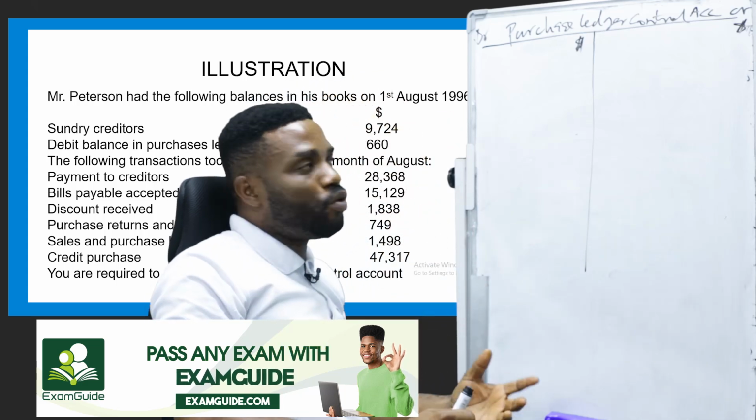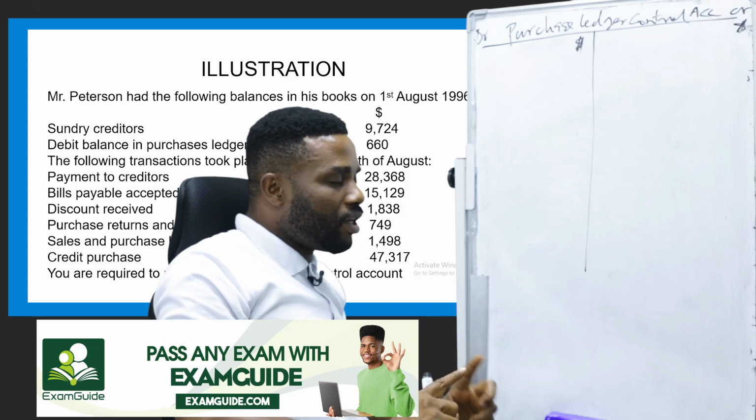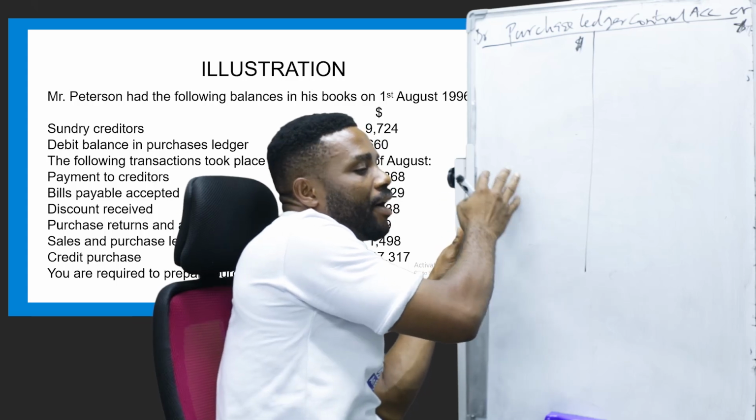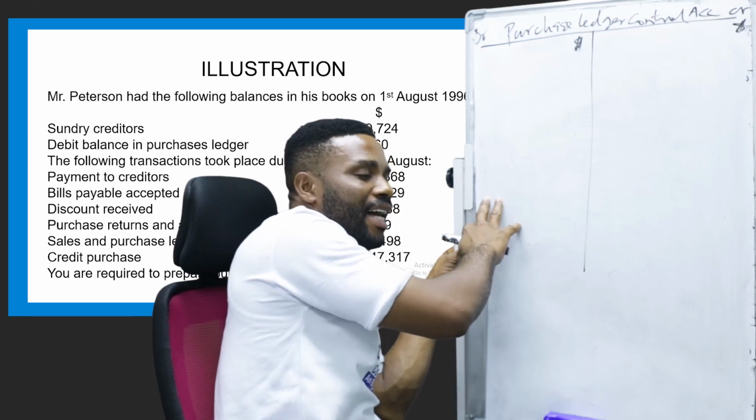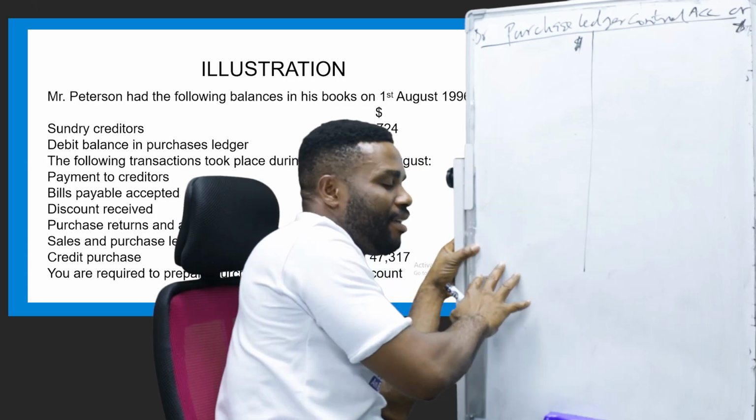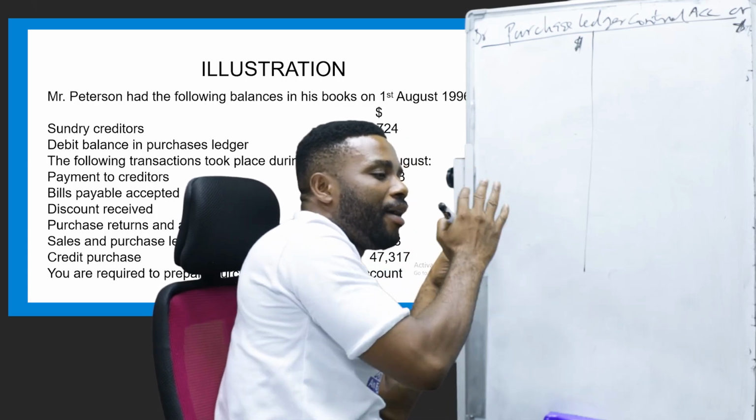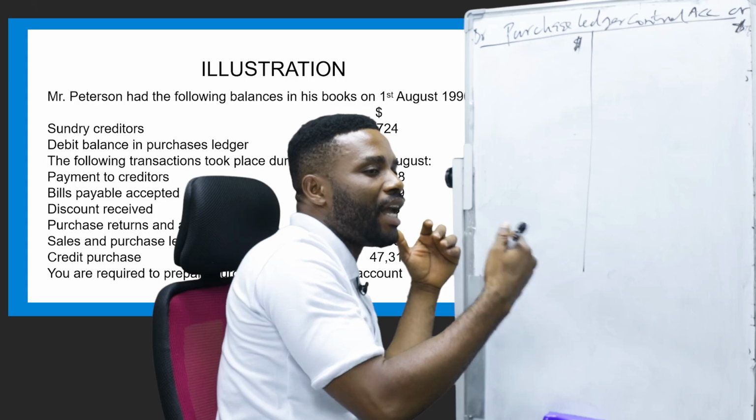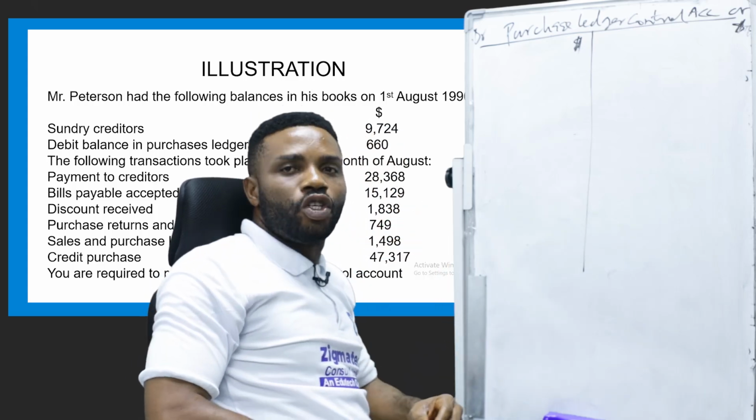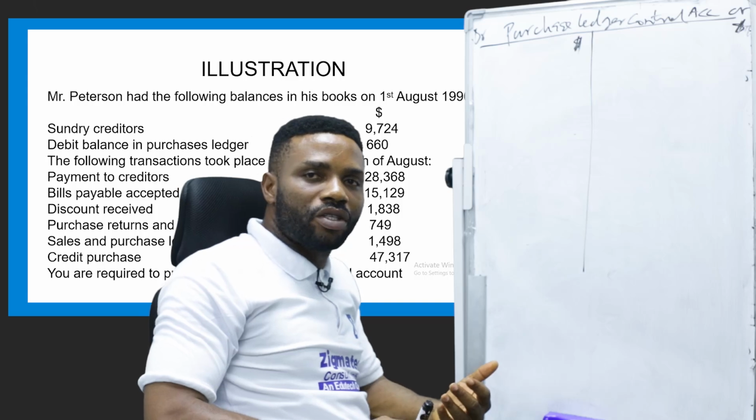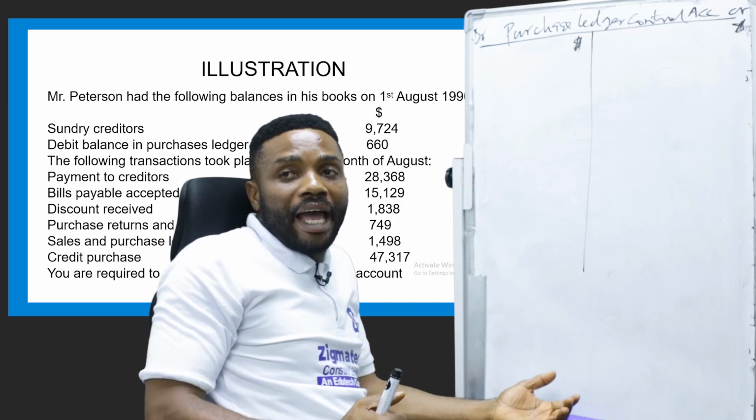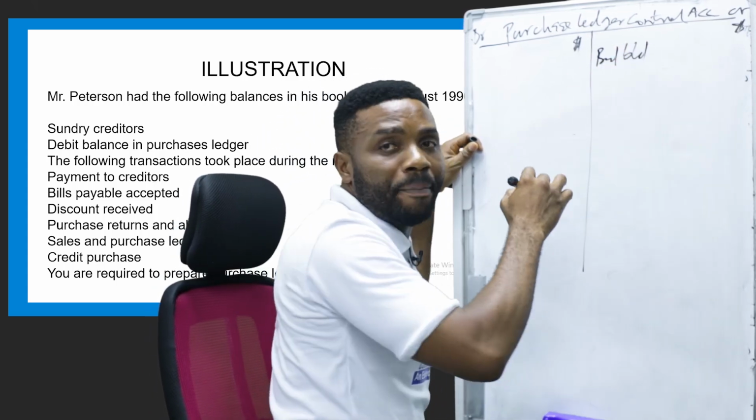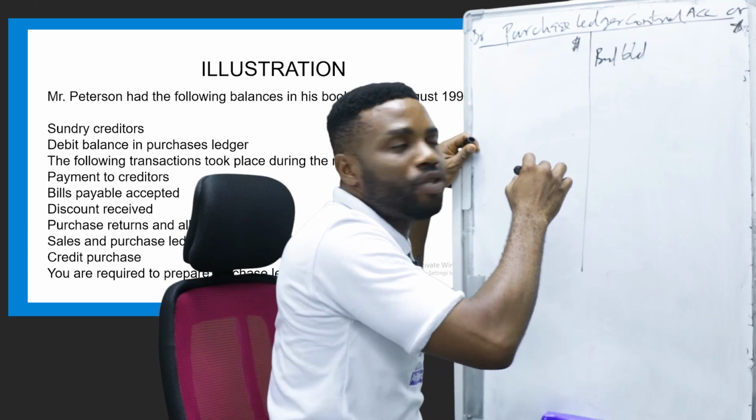And remember the rules. Don't forget the rules. What is the rule? Debit everything that will reduce what we are owing our creditors. Let me say that again. Debit everything that will reduce what we are owing our creditors, and credit everything that will increase what we are owing them. Now let's look at the question. Sundry creditors, that is the creditors of, let's assume, July, that is brought into August. So it's going to be your balance brought down. Your balance brought down there is 9,724.